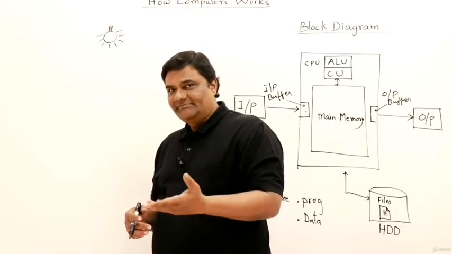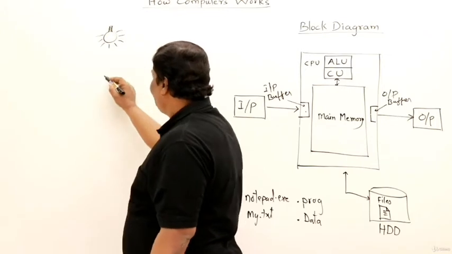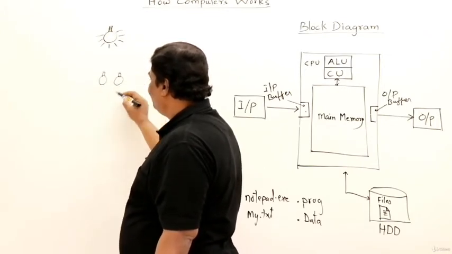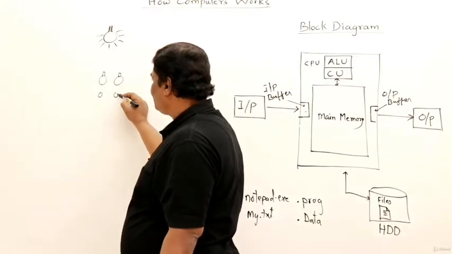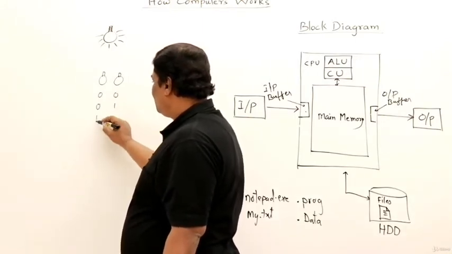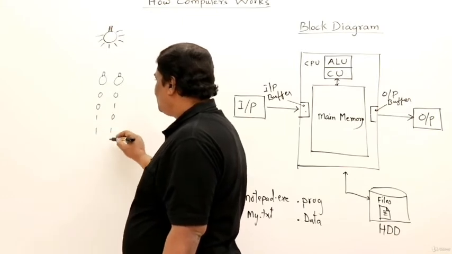If you increase the bulbs, let us take two bulbs. If you have two bulbs, what are the combinations possible? With two bulbs, both bulbs are off, or this bulb is on, or this bulb is on, or both are on.